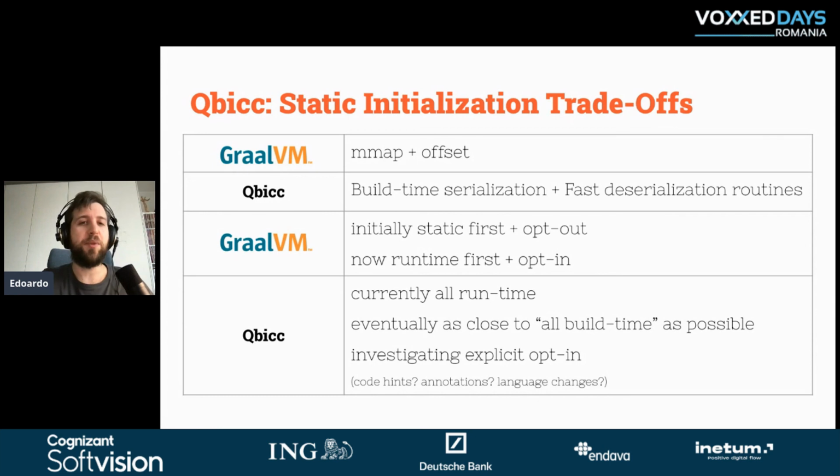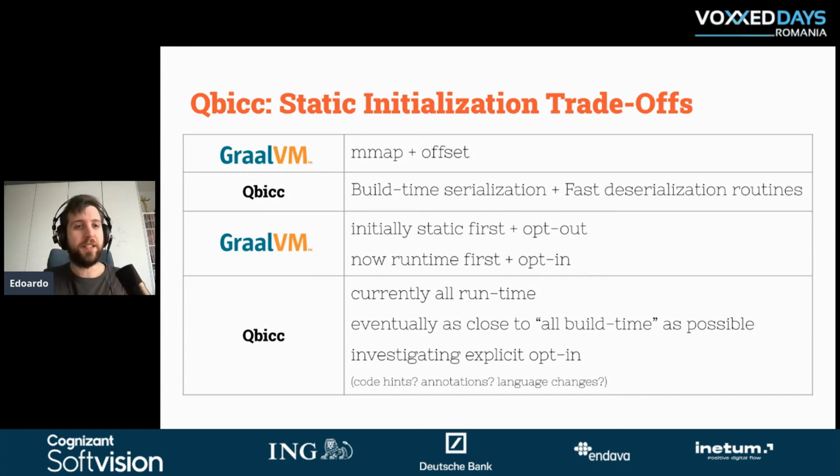In Cubic, they're experimenting with build-time serialization, so a fast serialization and deserialization routine instead of memory mapping. In GraalVM, static initialization was first opt-out, and now it's runtime first, and opt-in only for those components, specifically to avoid pitfalls. While in Cubic, currently everything will be done at runtime, and the idea is to bring everything as close to build time as possible.